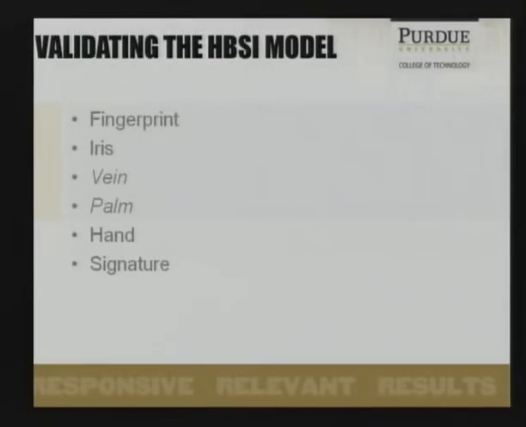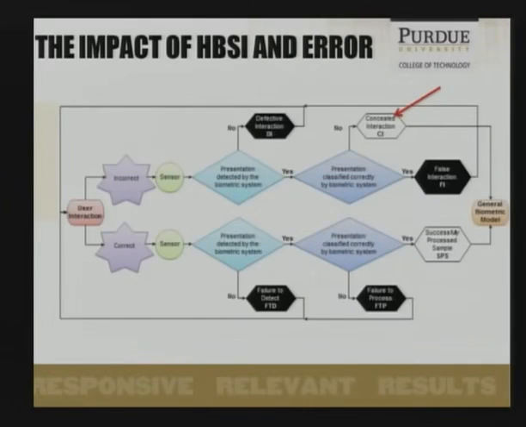Now, this is work that's in progress. We've definitely been working on this for maybe 7 or 8 years now. It's a long process, because the interesting thing about this is every time someone changes a sensor, and they change sensors all the time as technology improves, the actual interaction with that sensor sometimes will change too. So we've validated the model for fingerprint, but the model that we validated was not this model.